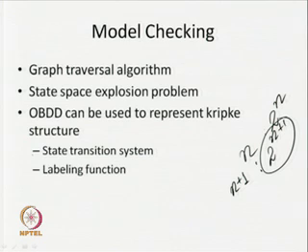So, OBDDs can be used to represent the state transition system, but in our Kripke structure we have another component, which is the labeling function. Now, how are we going to represent this labeling function?